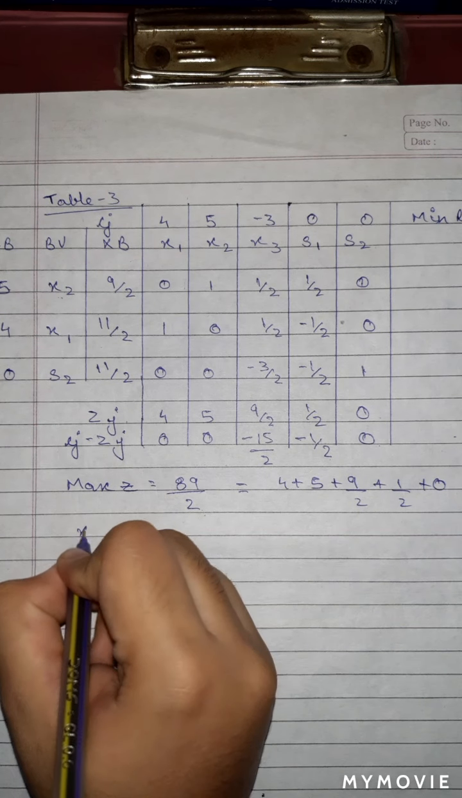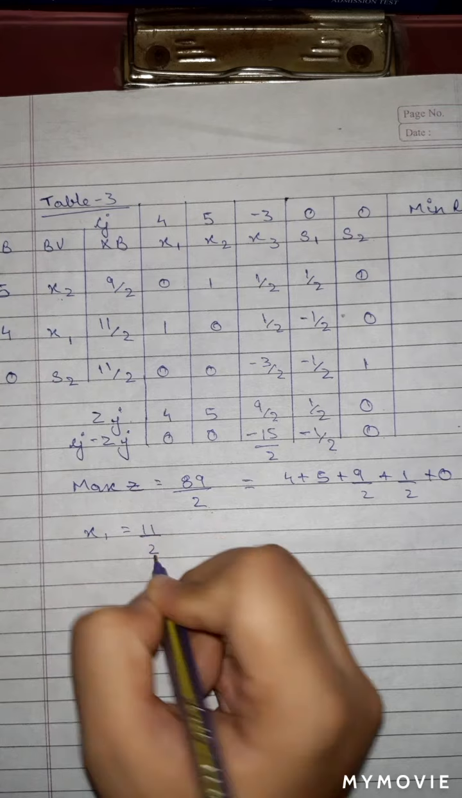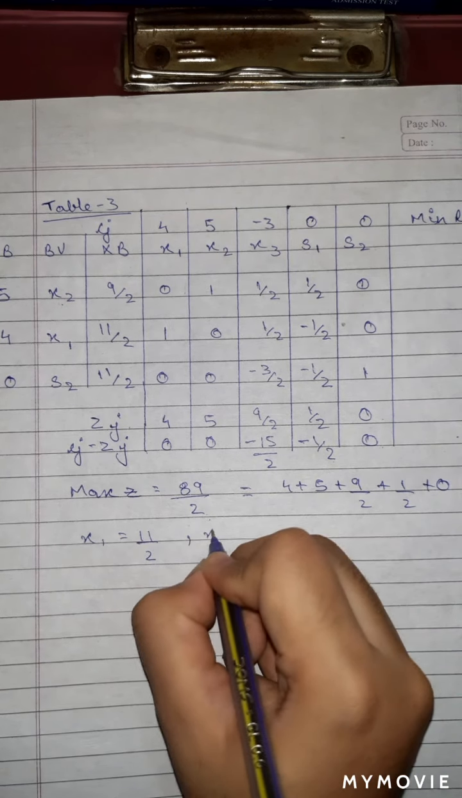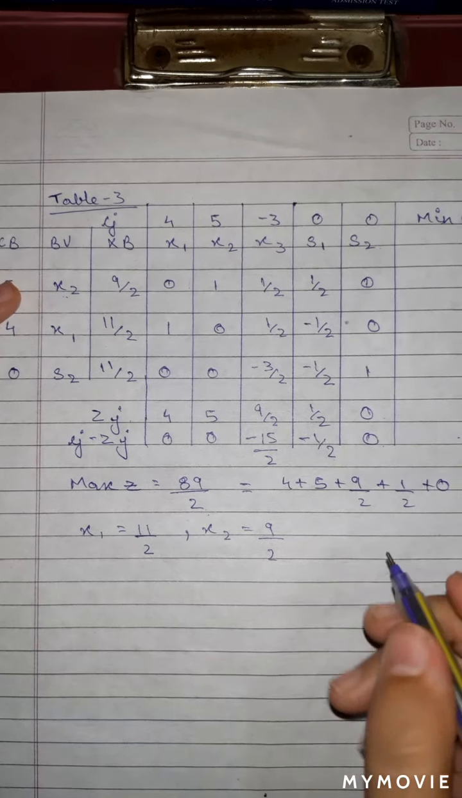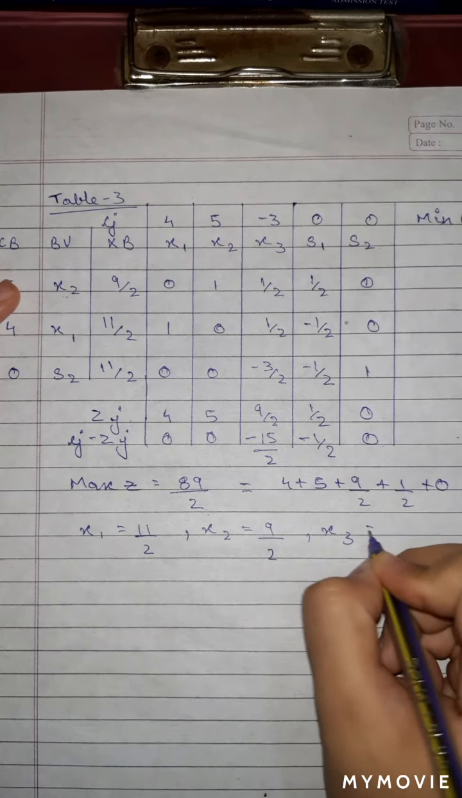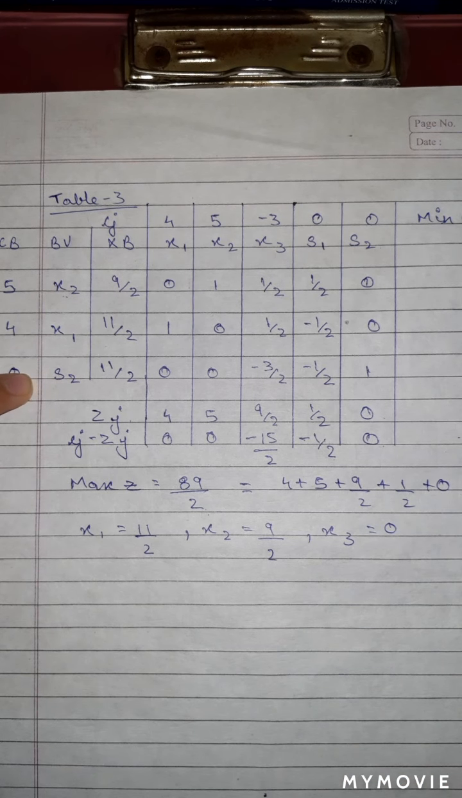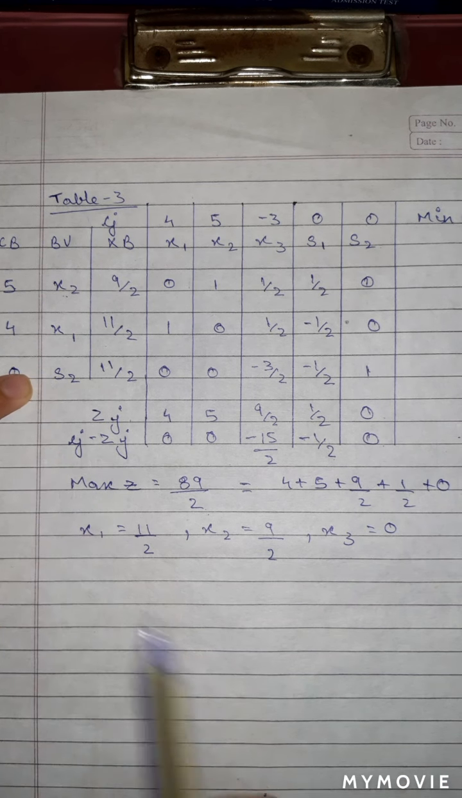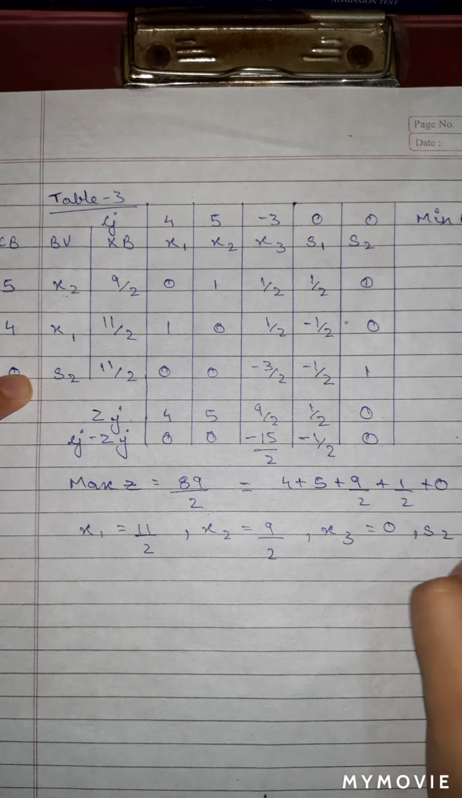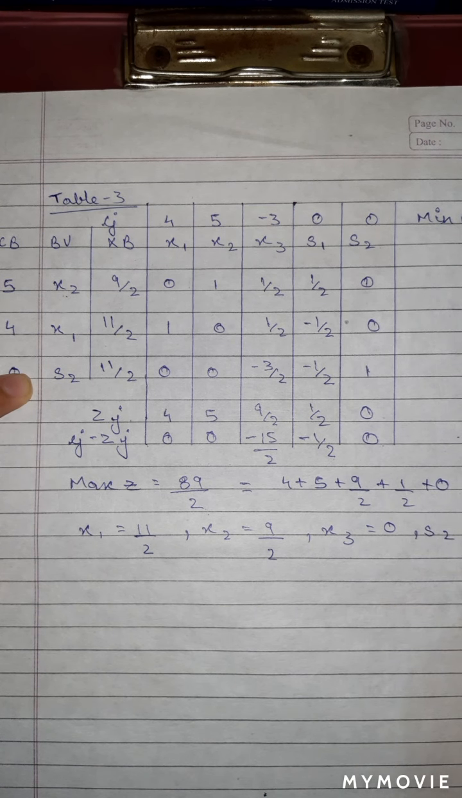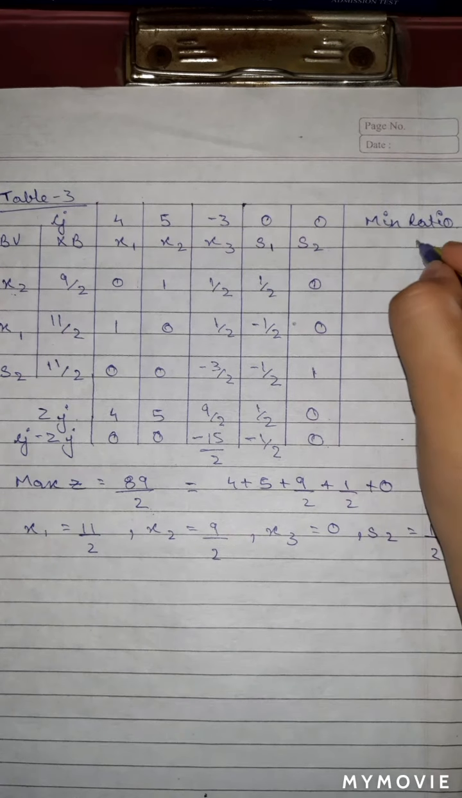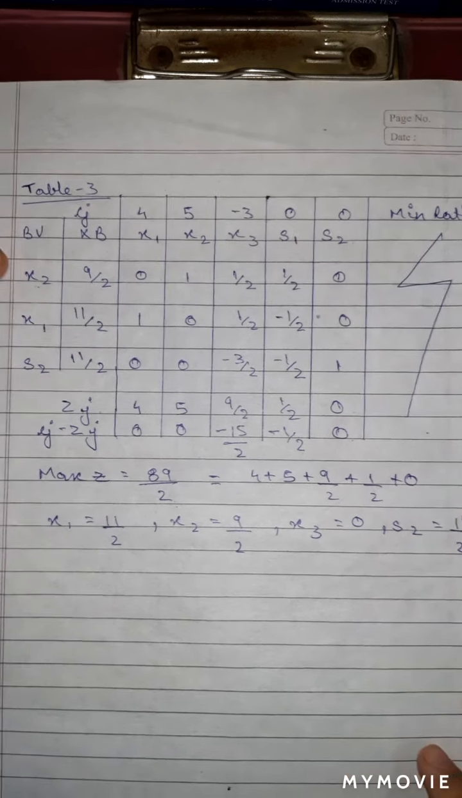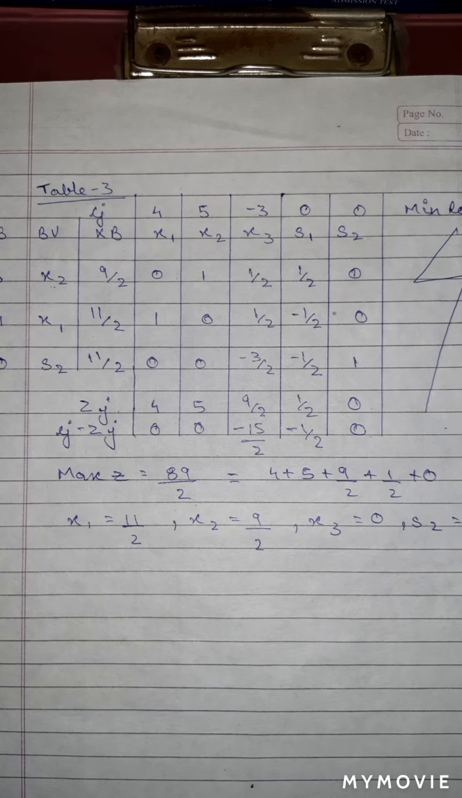And our x1 is 11 by 2 and x2 is 9 by 2 and our x3 is 0, as we don't have any variable of x3, and our s2 is equal to 11 by 2. And now we don't need this minimum ratio, so we will be putting a hash over here. So here we have completed the Big M method.